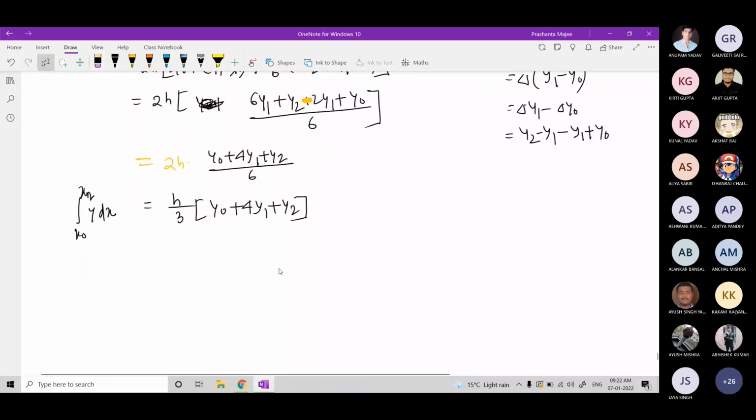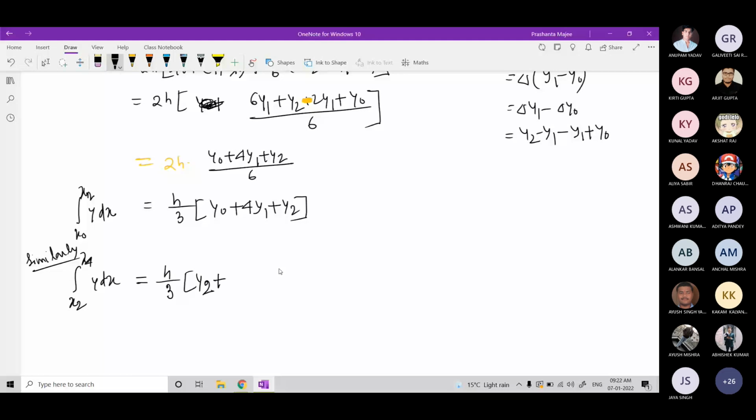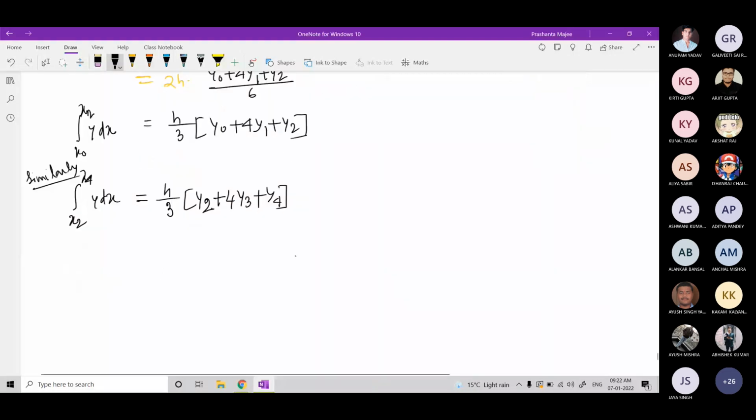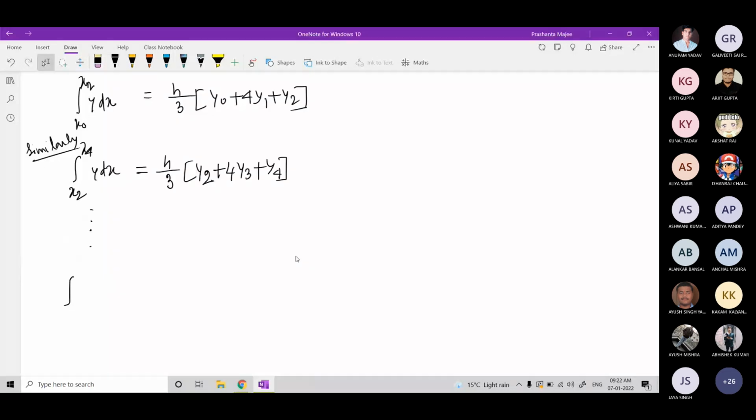So what will be the integration for the next 3 data points, x2 to x4 of y dx? Can you tell me? h by 3 into y2 plus 4y3 plus y4, and so on, if you have to continue for all the data. So in this pattern, at the end how many data should be there? Altogether how many data should be there so that this pattern will be completed after a certain number of terms?